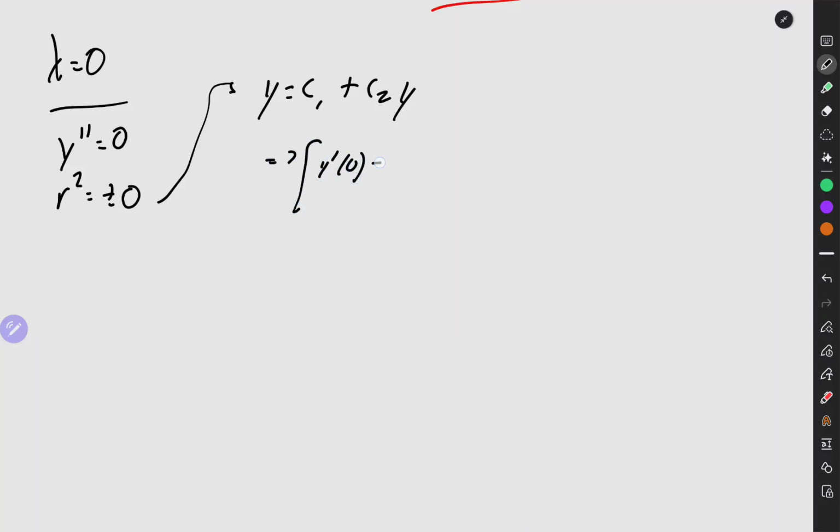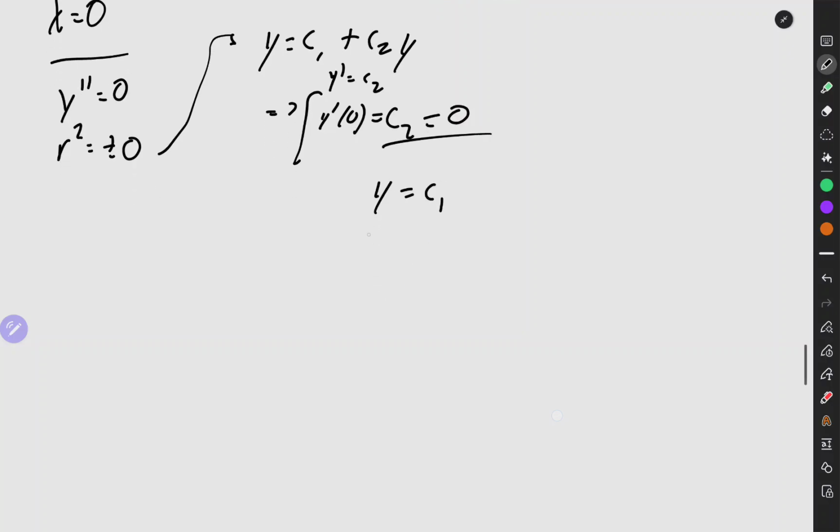Y prime of 0 equals 0, so that's C2. But this is prime, so Y prime is equal to C2, which is equal to 0. C2 is 0, so we're left with Y is equal to C1. And in this case, Y prime would be equal to 0. So what could we do in this case? Nothing, right? Nothing we could do here.